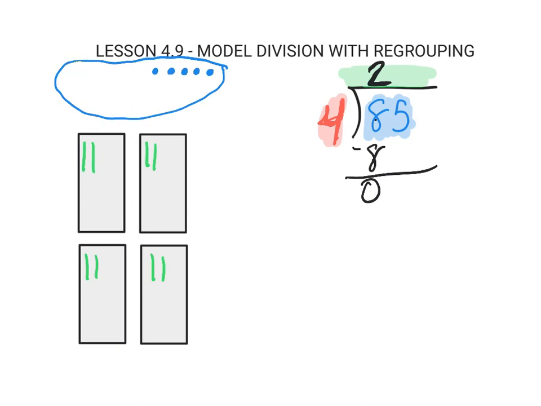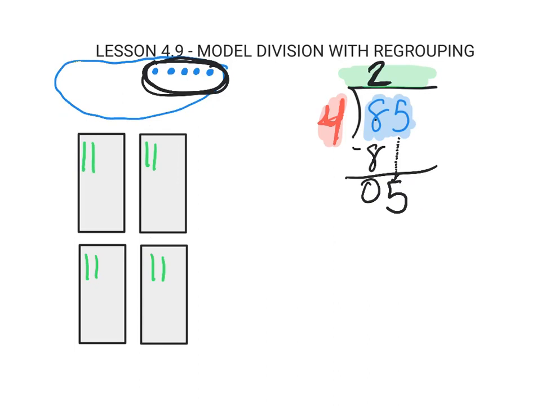How many 1s are left over? I already gave the answer there. This is why we bring this little dude down right there. Why do we bring him down? Because that's how many 1s are left over. I have 5 1s left over. So that is where this goes.